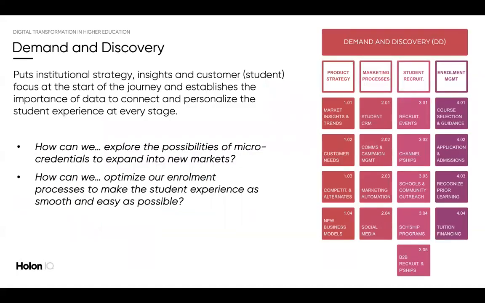Just looking at each of those verticals in a little bit more detail, demand and discovery is an area that puts institutional strategy and insights, a real customer or student focus, in place at the start of the journey. And data is already very important at this stage in terms of connecting and personalizing the student experience. So questions that a university might ask itself in this part of the life cycle might be, how can we explore the possibilities of micro-credentials to expand into new markets, for example? Or how can we optimize our enrollment processes to make the student experience as smooth and as easy as possible?